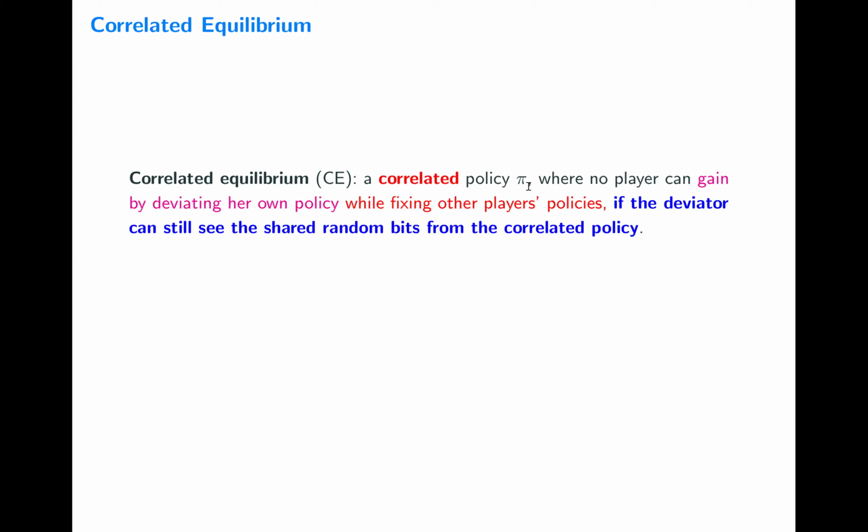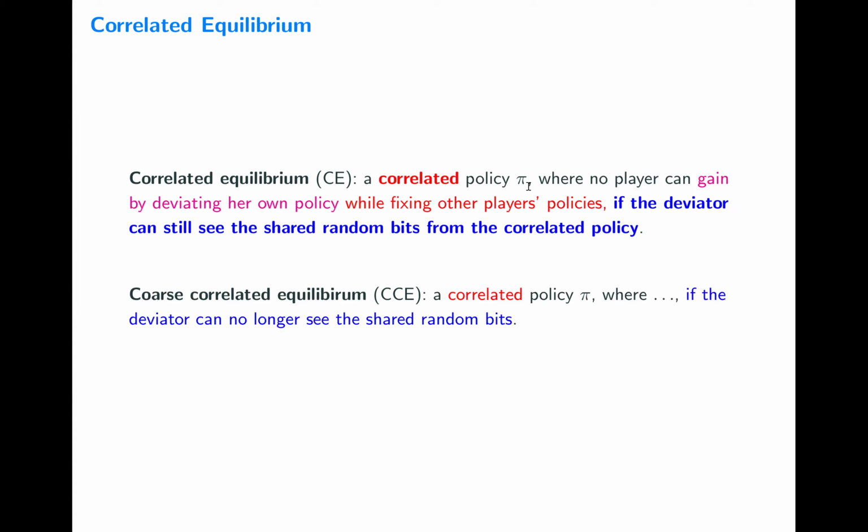So there are two variants of the equilibrium. The first variant is if you betray others. So if you're deviating from your own policy and you betray others, but you can still see the shared randomness, the random dice from this coordinator, this is called a correlated equilibrium. And you can imagine there's another concept where, when you betray, you can no longer see the shared randomness. And this is called a coarse correlated equilibrium.